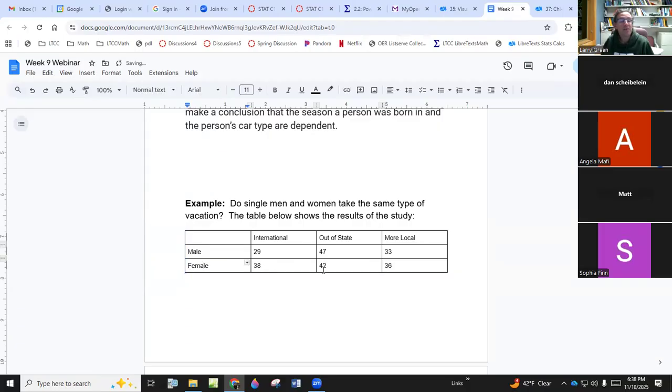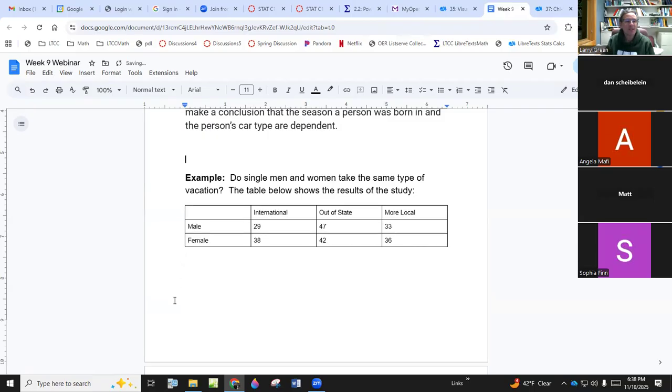do they have the same distribution? Are the distributions the same for male and female for the type of vacation that's taken? Do you see the difference between test for independence and this test? Okay, so just to note, the name of the test we're going to use is the chi-squared test for homogeneity.